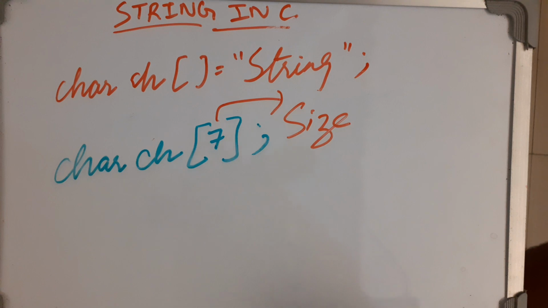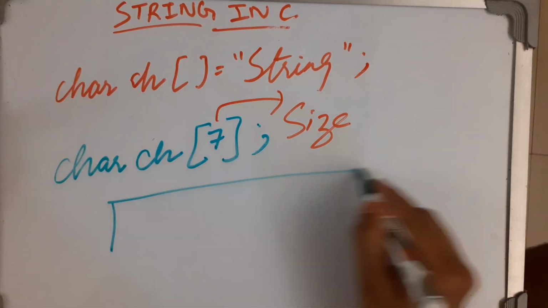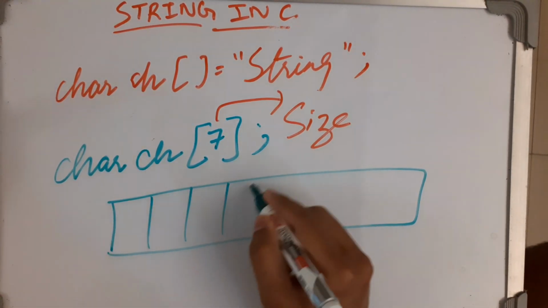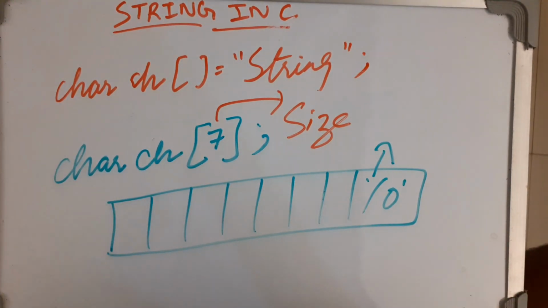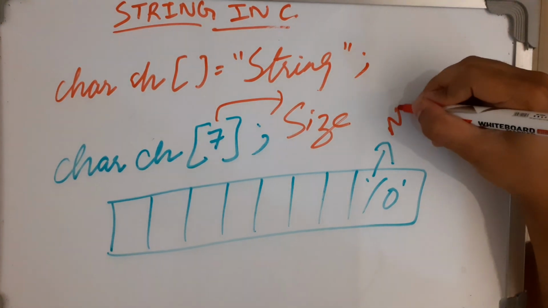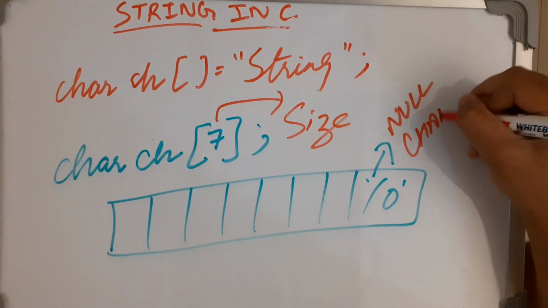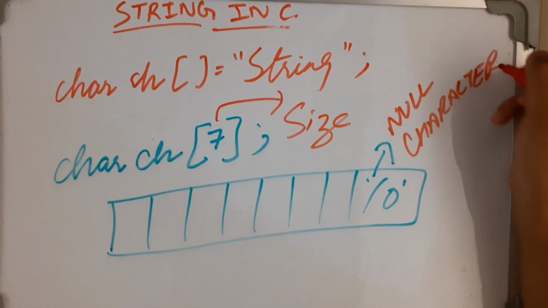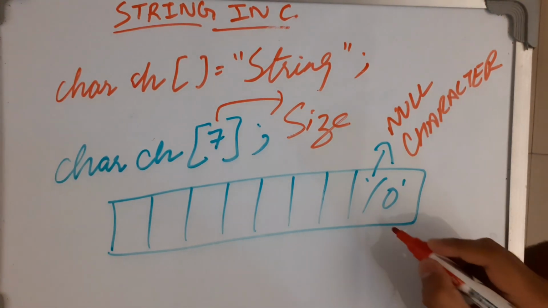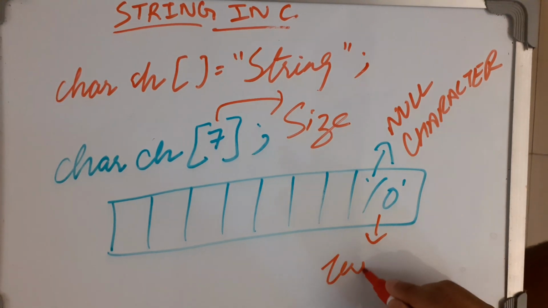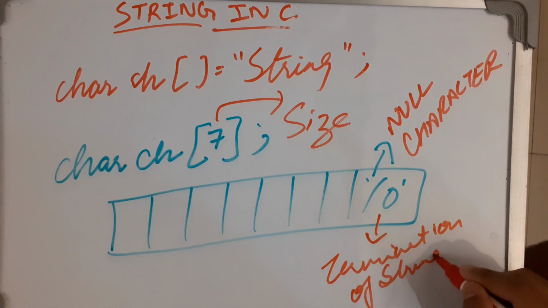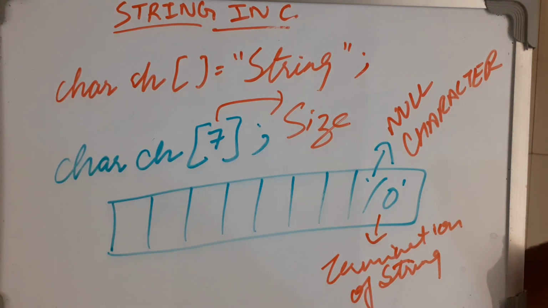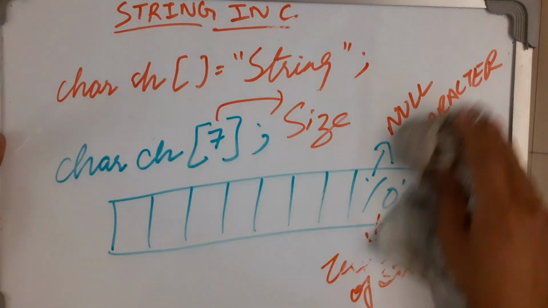Now you know about the null character and how it will allocate the memory. It will allocate like this: 0, 1, 2, 3, 4, 5, 6 and backslash 0. This is the null character, and you can say the termination of a string. By this we get to know the string is going to end now. Now I will tell you different ways to initialize a string.